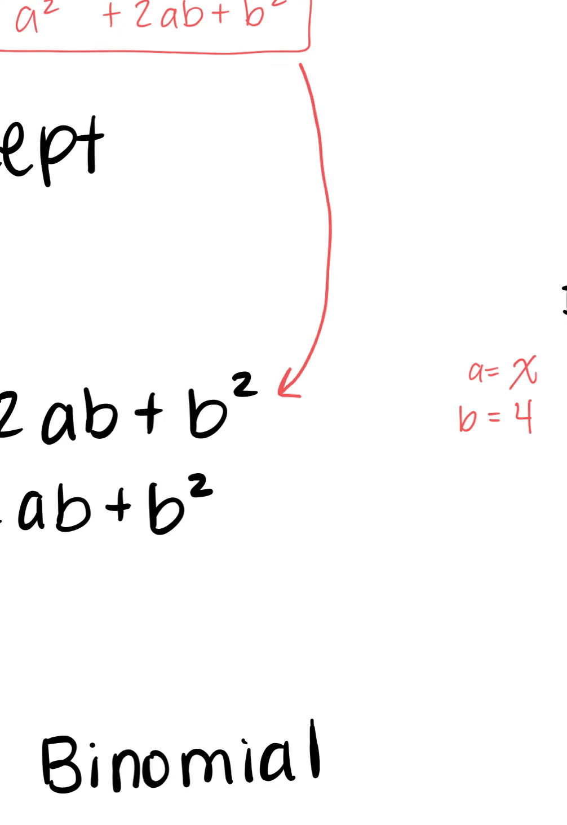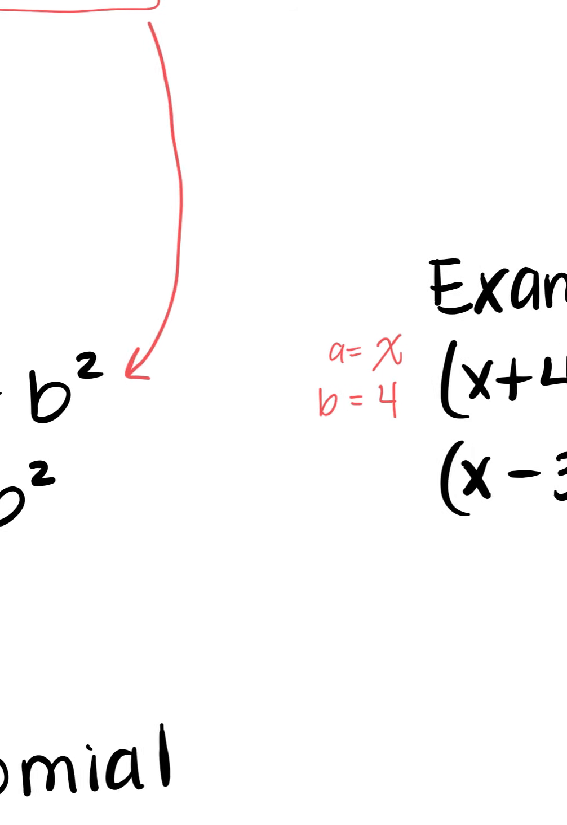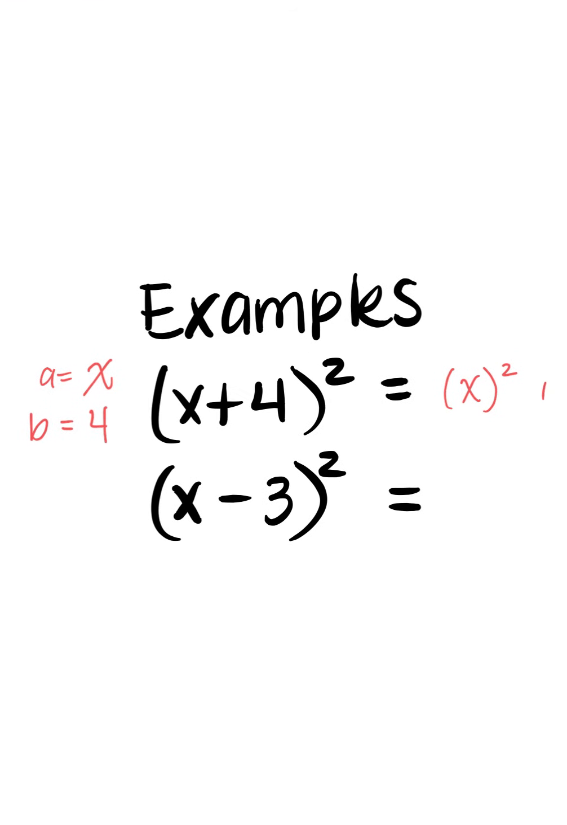I'm plugging in a 4 with parentheses. So for a, we're going to substitute in x, and for b, we're going to substitute in 4. So this is a squared, so this is going to be x squared, plus 2ab, so plus 2 times x times 4, and then plus b squared, so 4 squared.